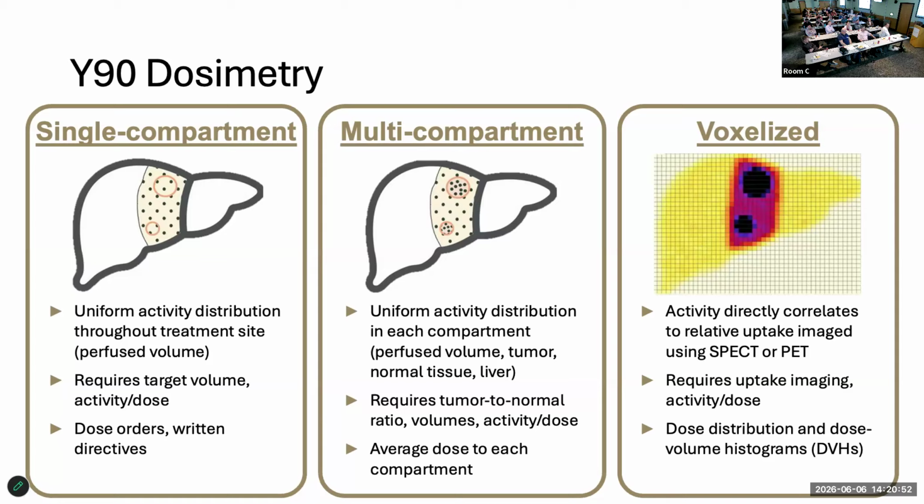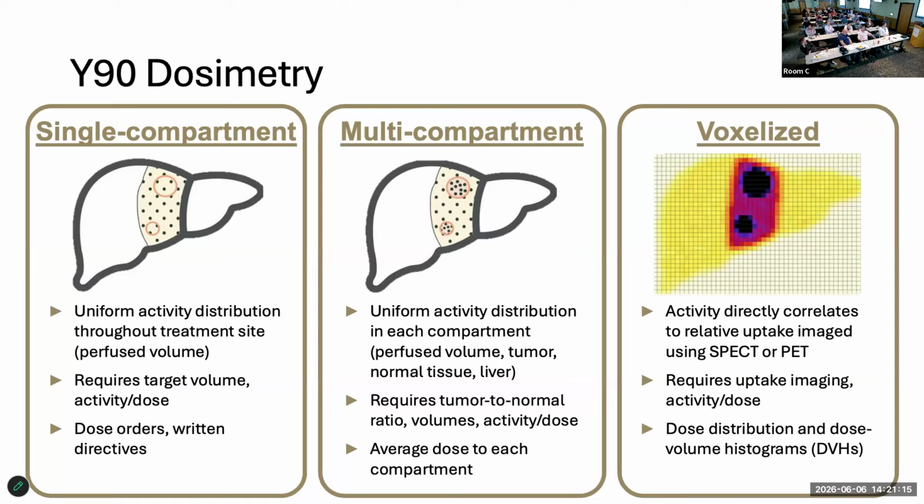Multi-compartment dosimetry is essentially just, instead of saying, here's our perfused volume or our target volume, they say, here's your target volume, here's your tumor volume, here's your normal tissue volume. And they use tumor to normal ratios, either from contrast enhanced imaging or from uptake imaging in SPECT or PET, to treatment plan based off of that. And that provides an average dose to each compartment.